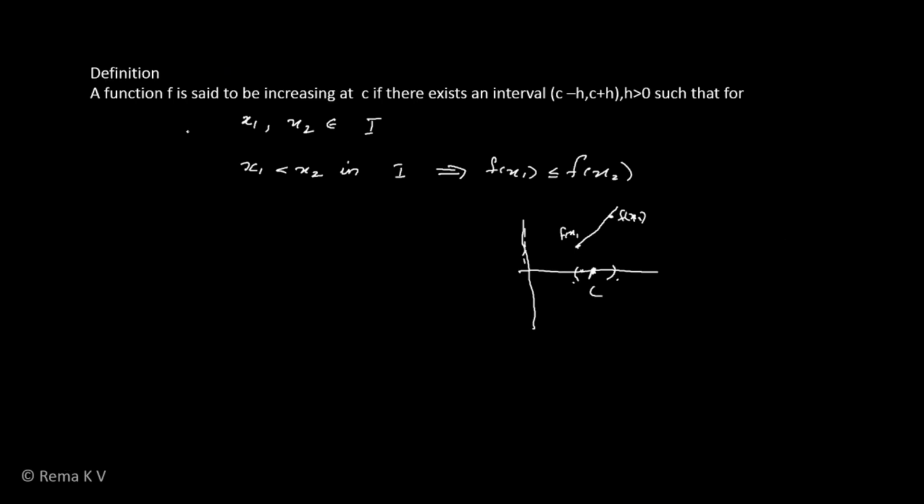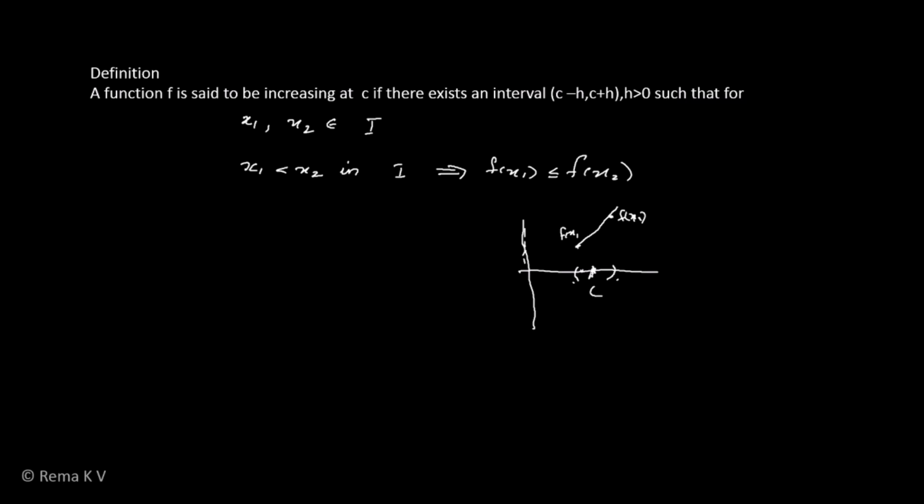Let us move to the next definition. A function is said to be increasing at a point c if there exists an interval (c minus h, c plus h), where h is greater than 0, such that for x1, x2 belongs to I, x1 less than x2 in I implies f of x1 less than or equal to f of x2.